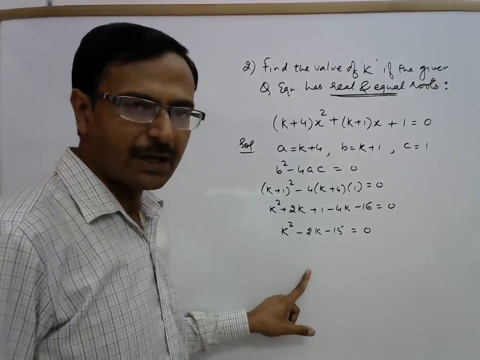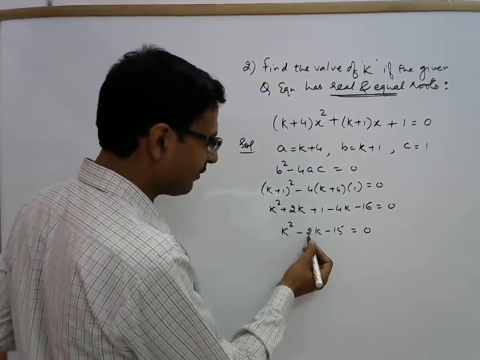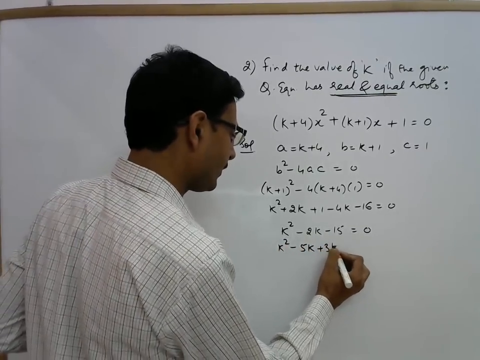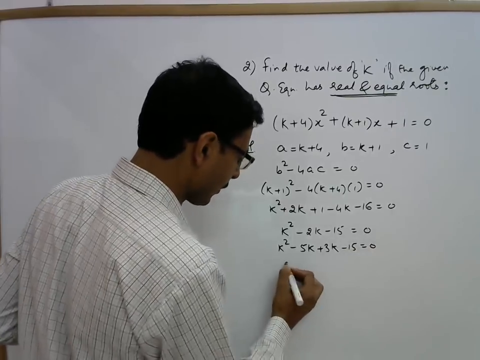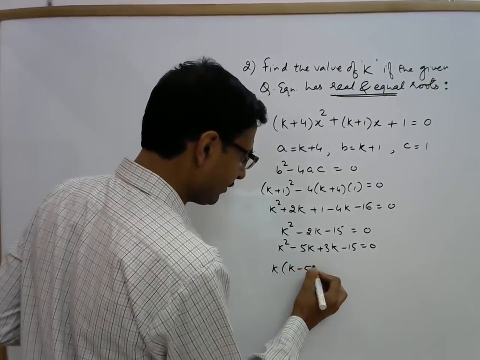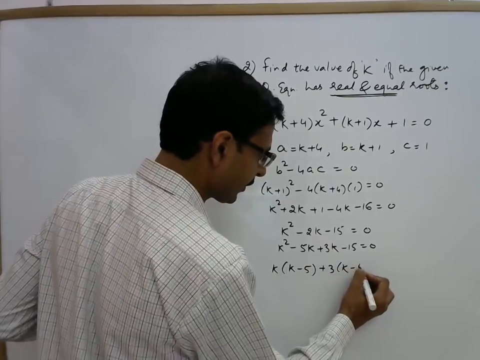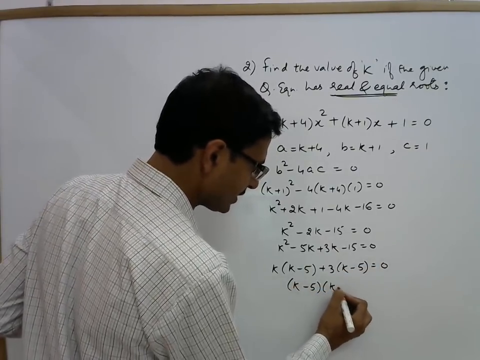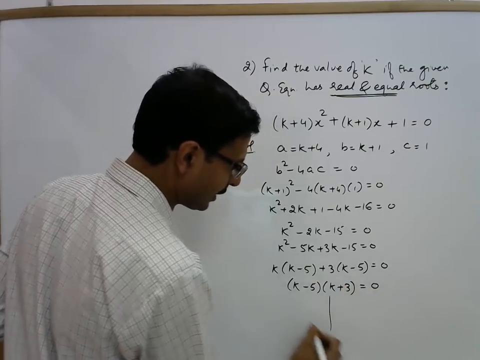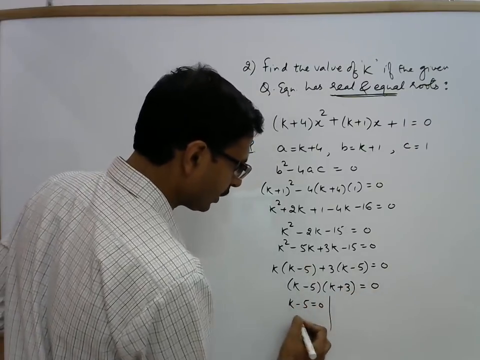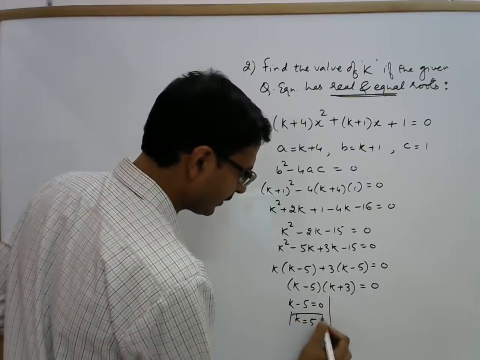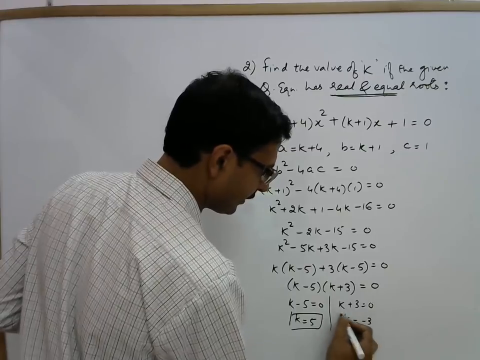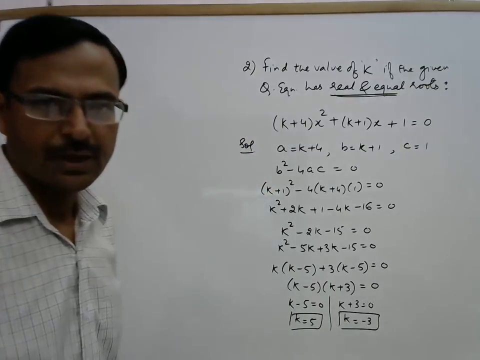So now you can split the middle term of this. So you get minus 5 plus 3, k square minus 5k plus 3k minus 15 equal to 0. So k common, k minus 5, plus 3 common, k minus 5 equal to 0. So you have two factors, k minus 5 and k plus 3 equal to 0, which you put separately equal to 0. You get your answers as 5 and minus 3. This is the final answer, 5 and minus 3.